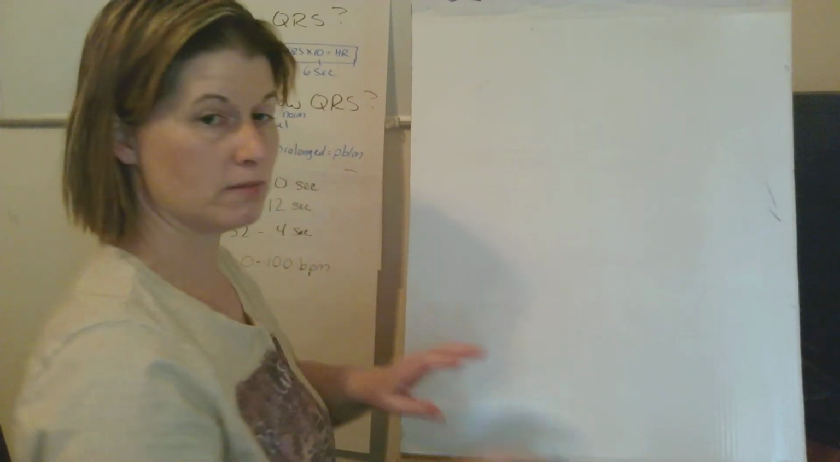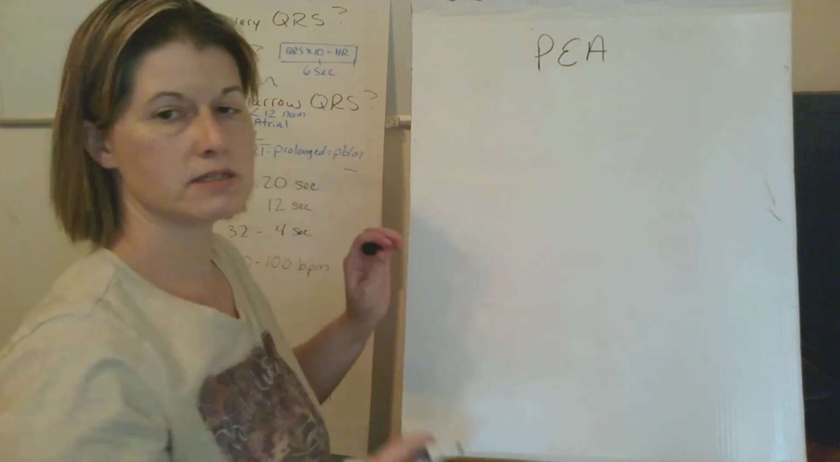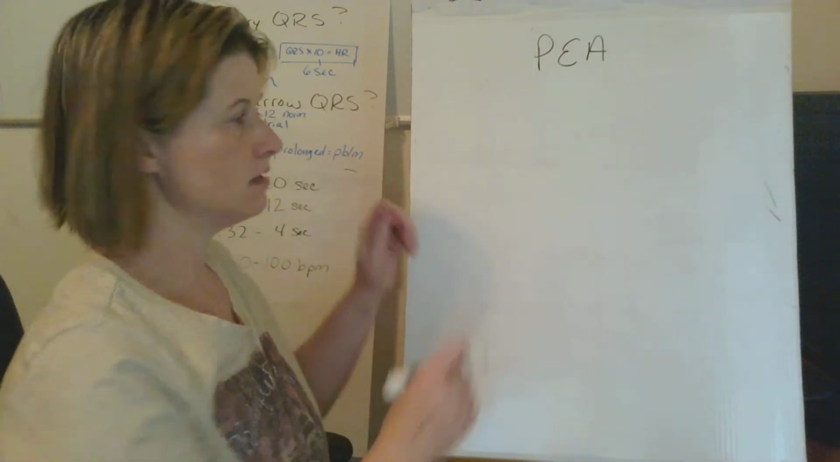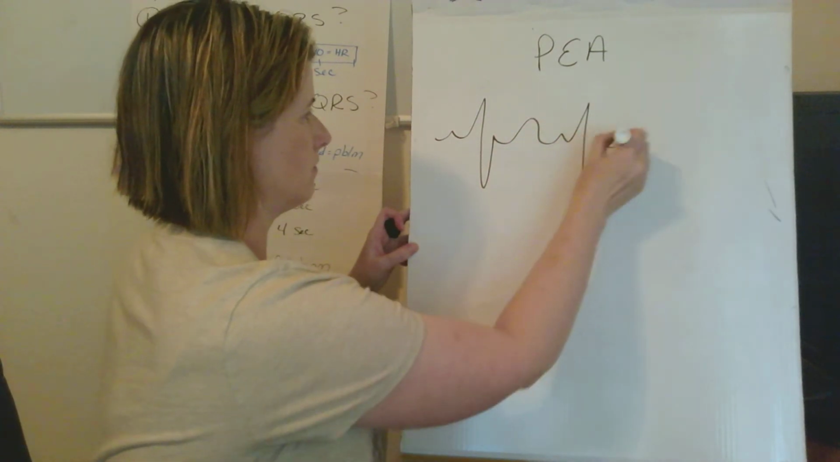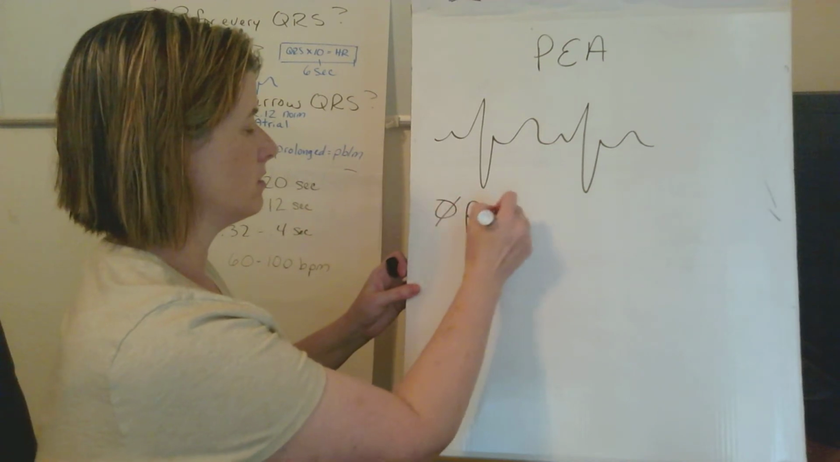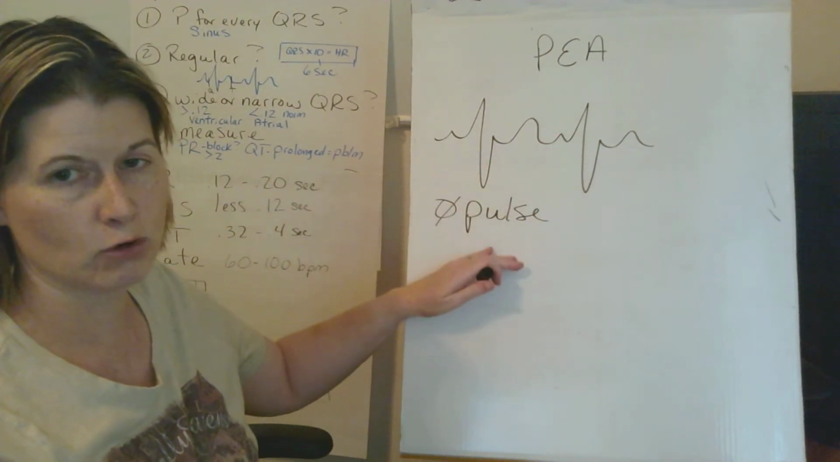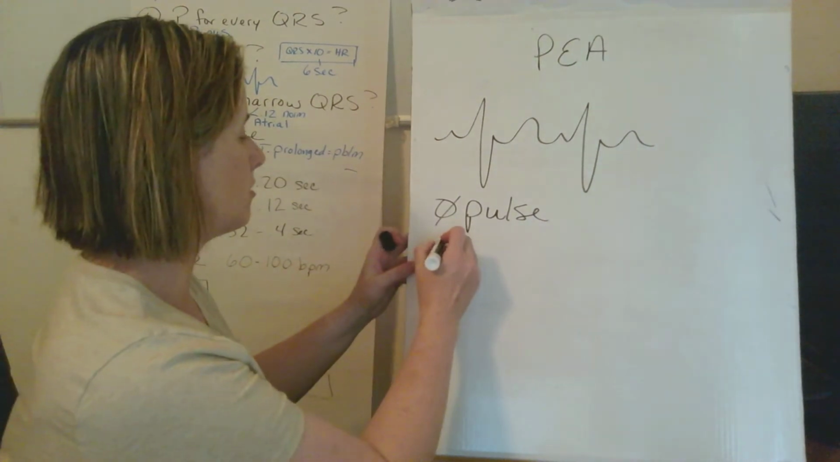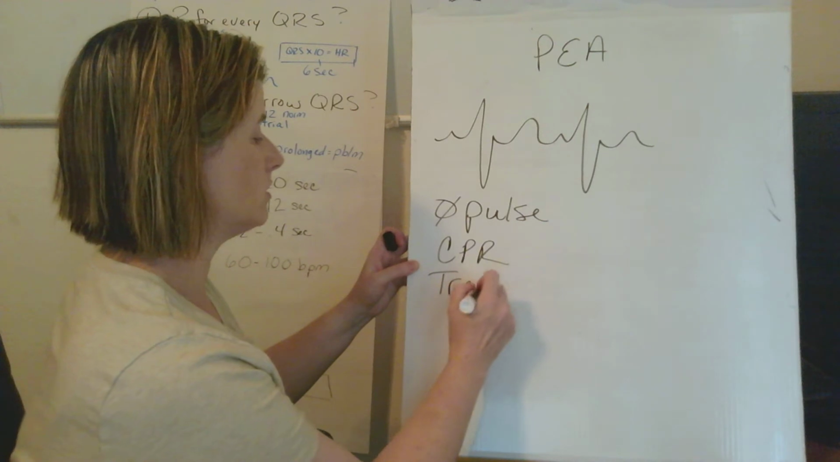We also have PEA, which can be any kind of rhythm. Pulseless electrical activity. So you could have this, and you go in the room and your patient's unresponsive and they have no pulse. So PEA is basically, they have something on the monitor and they have no pulse. And this is all about treating the cause. We do CPR and we treat the cause.